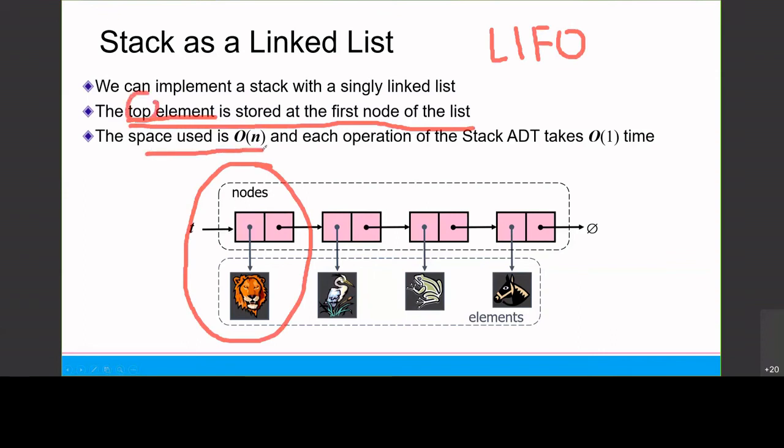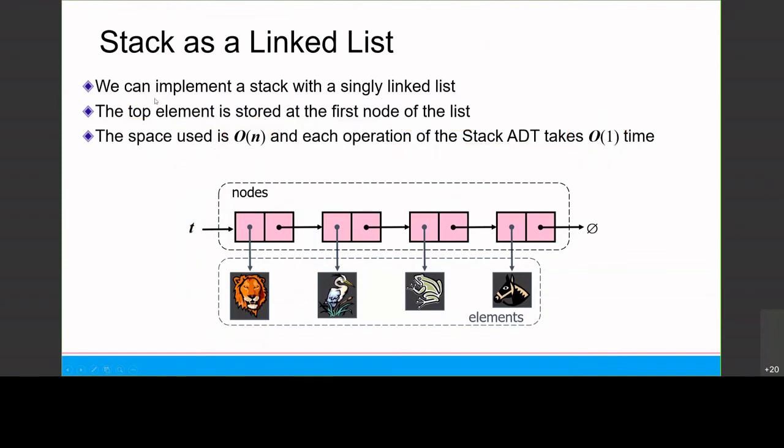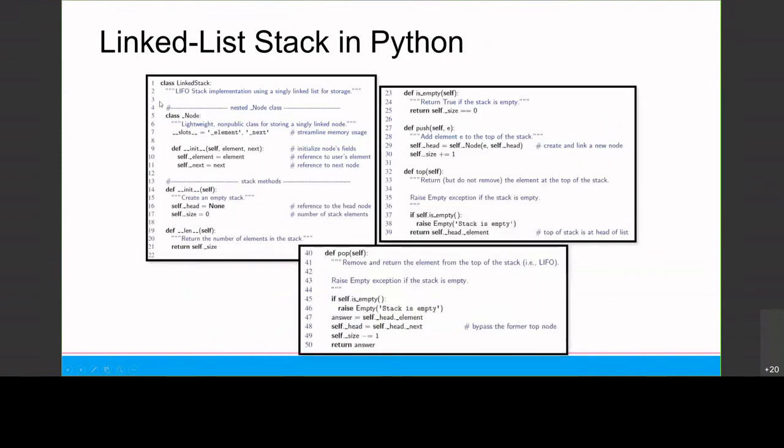The space will use O(n) because we will have 1, 2, 3, 4. There are 4 nodes, so it means always n. And for every operation, it will take O(1) for inserting a new element and for removing the element. So this is the linked list stack.